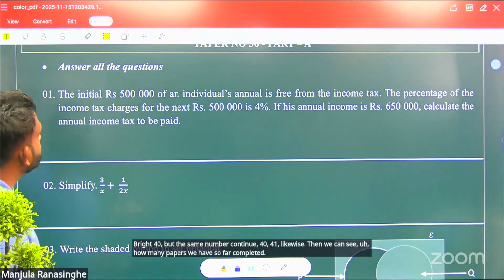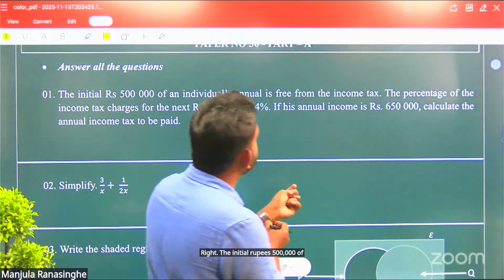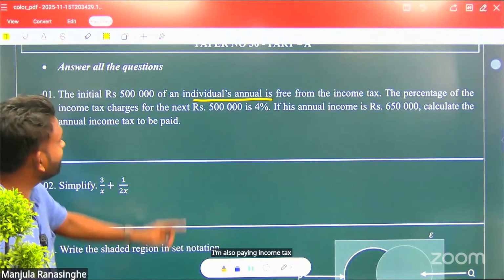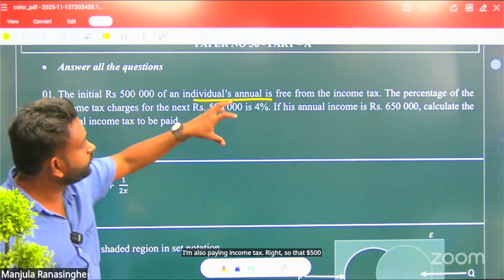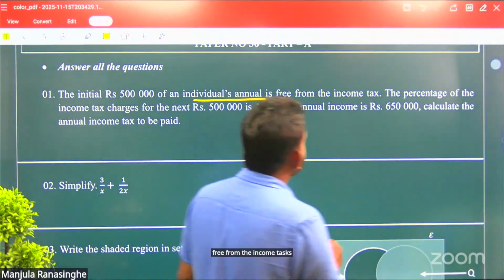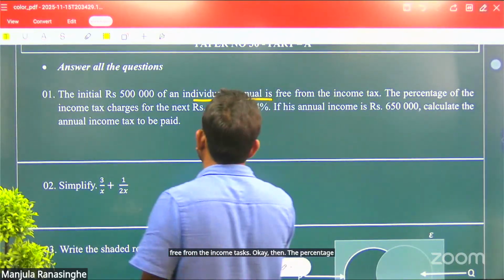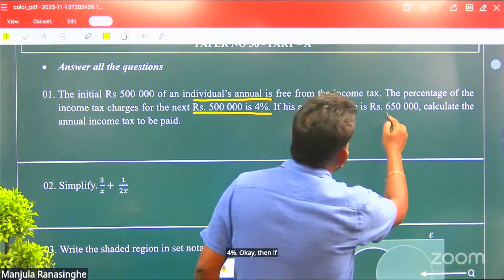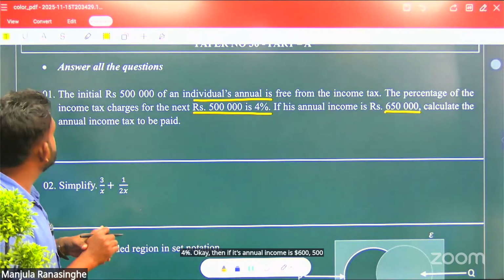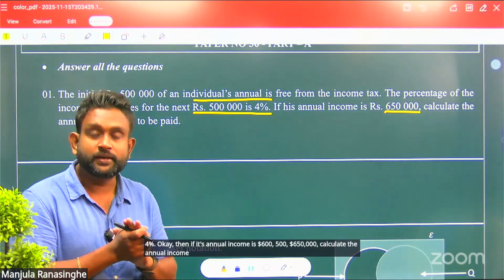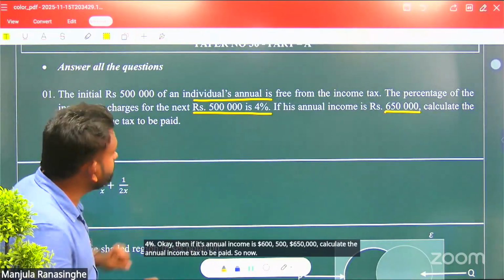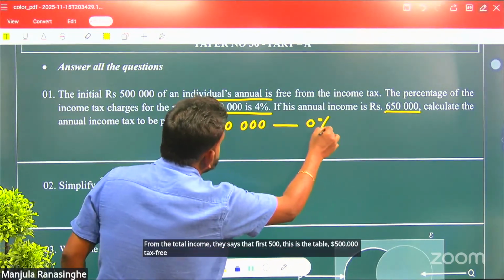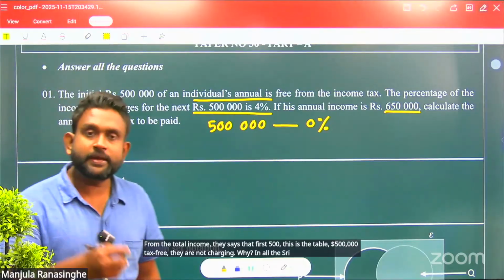The initial rupees 500,000 of an individual's annual income is free from income tax. I am also paying income tax. So that 500,000 is free from income tax. Then the percentage of income tax charged for the next 500,000 is 4%. If his annual income is rupees 650,000, calculate the annual income tax to be paid. From the total income, the table says the first 500,000 is tax free. They are not charging. Why? Are all Sri Lankan people paying income tax? No.